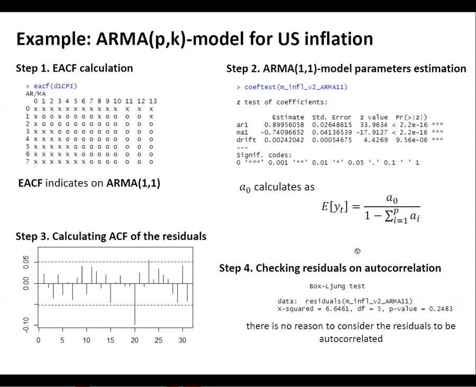Then we calculate the ACF of the residuals of the model. Here we have the 20th lag slipping beyond the significance level. The 23rd lag here is a little significant. The previous lags are all removed by the ARMA11 model. The Ljung-Box test gives us a p-value of 0.24. That is, there is no reason to consider the residuals to be autocorrelated. Thus, the ARMA11 model is a valid model.